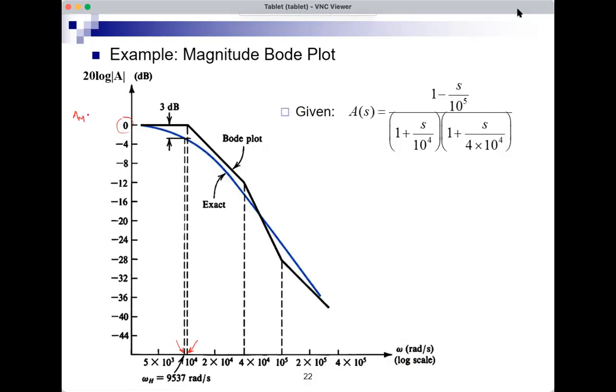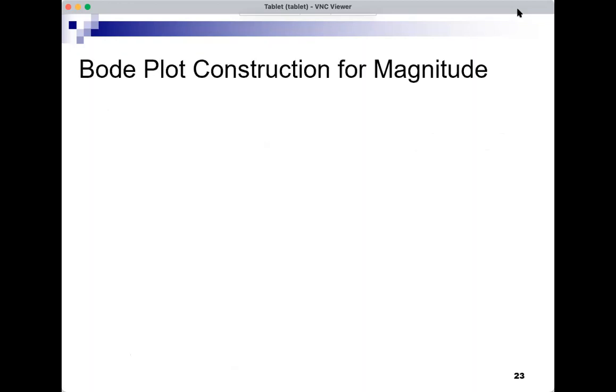So in dB, this is 0 dB. 1 is 0 dB. So the maximum here is 0 dB, and then it starts to drop with an omega h value, a 3 dB frequency of around 9.6 kiloradians per second. So this is how it looks like. Now let's see how we can construct this.